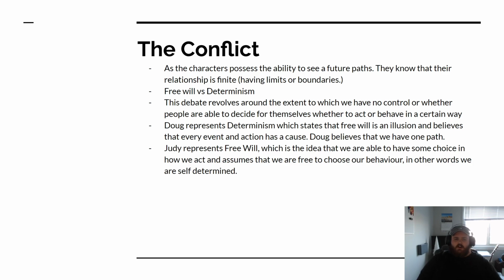The debate or the conflict that's going on here, and this kind of revolves around theme as well, is free will versus determinism. So this debate revolves around the extent to which we have no control or whether people are able to decide for themselves whether to act or behave in a certain way. So with Doug representing determinism, which states that free will is an illusion and believes that every event and action has a cause. Doug believes that we have one path and he believes that he has one path.